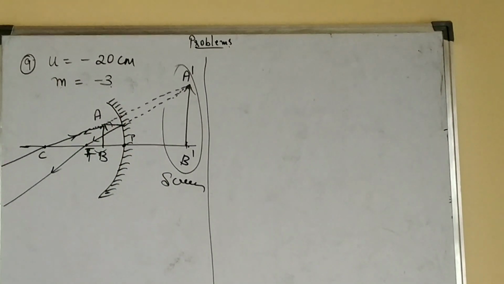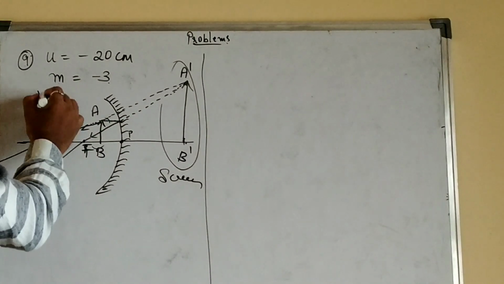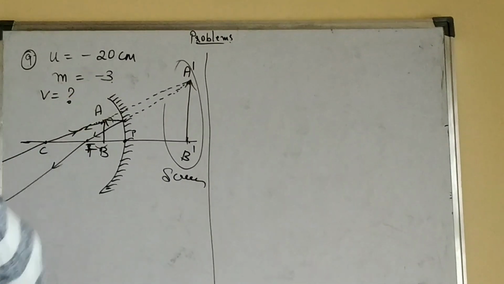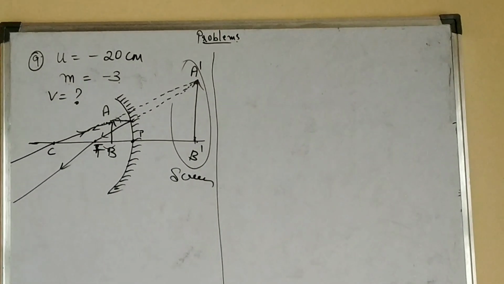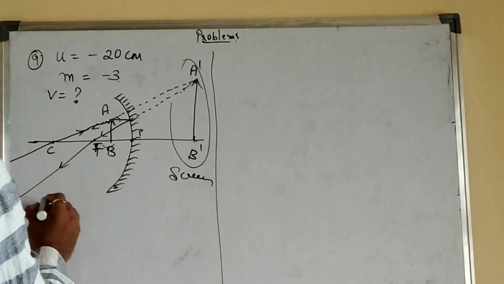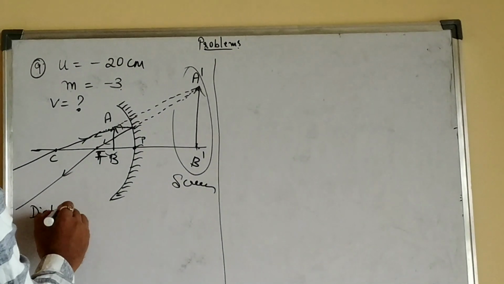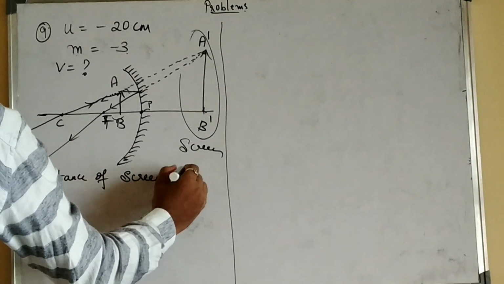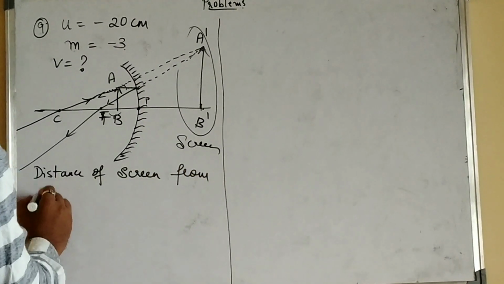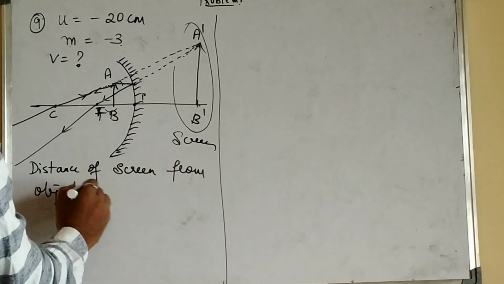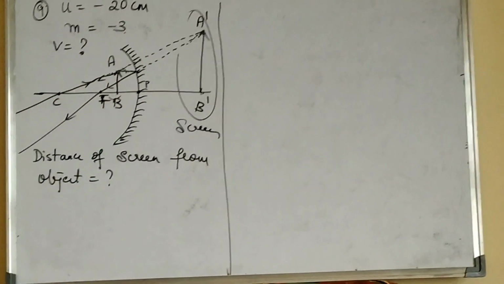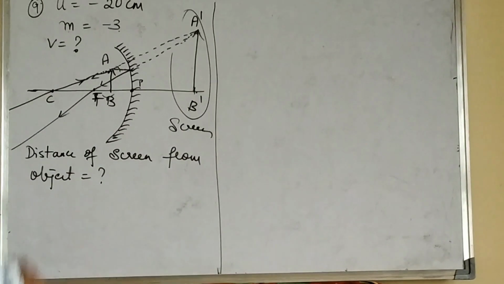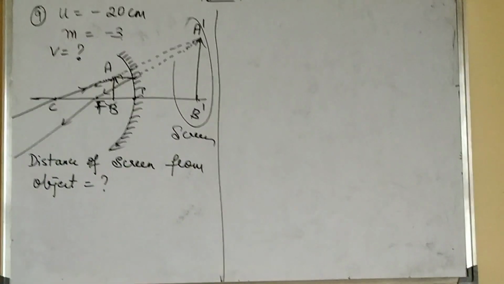They are asking, which means you have to find here first what? Image distance you have to find. Then only you will get the distance of screen from object. Let me teach you as I am explaining, okay? Now first find out V from the magnification formula.